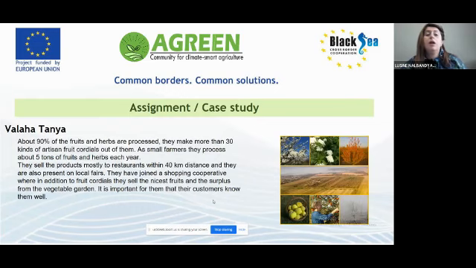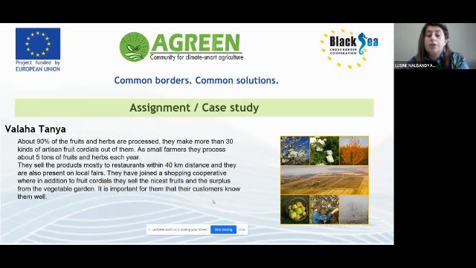At Vahalatanya, about 90% of fruits and herbs are processed, and they make more than 30 kinds of artisan fruit cordials out of them. As small farmers, they process about 5 tons of fruits and herbs each year. They sell the products mostly to restaurants nearby, within 30 kilometers distance. They are also trying to be part of local fairs.